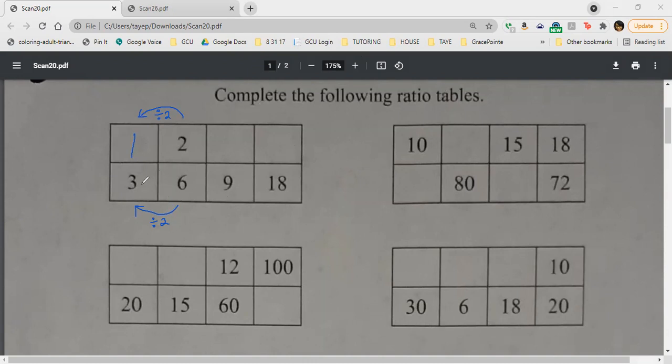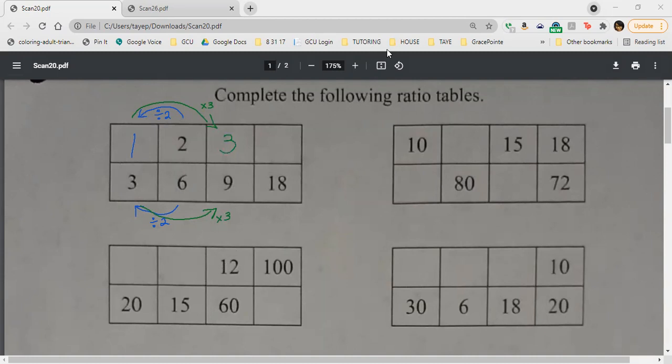So now let's look at another one. I have a relationship between 3 and 9. So I don't know this one here, and that's okay, but I do know how to get from 3 to 9 by multiplying by 3. So that means I'm going to take my numerator here and also multiply by 3. And 1 times 3 is 3.